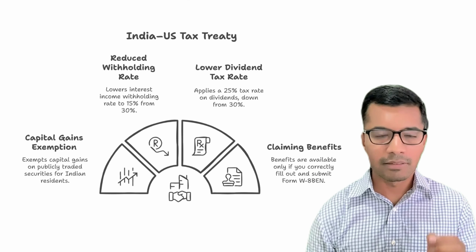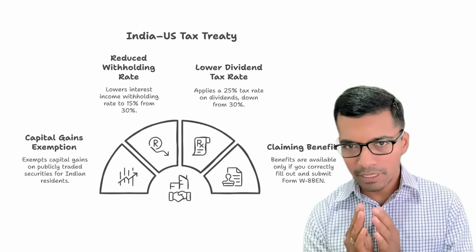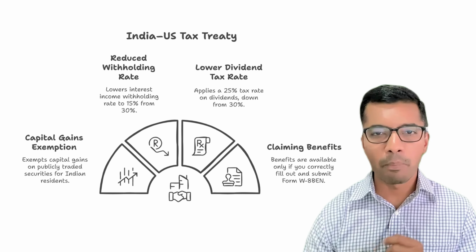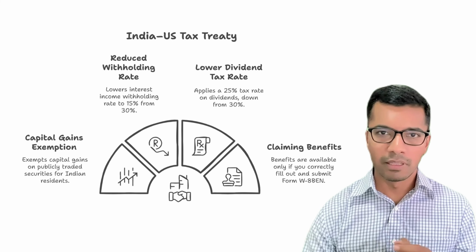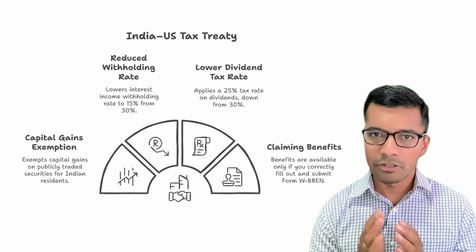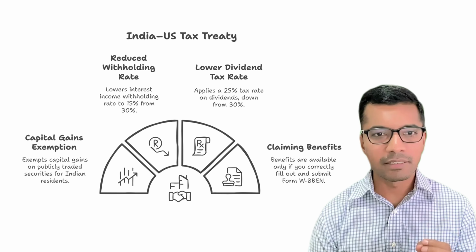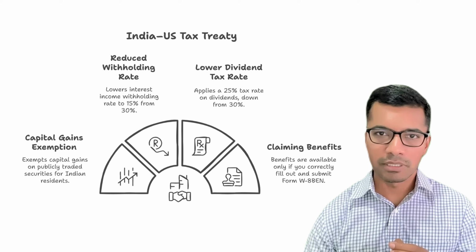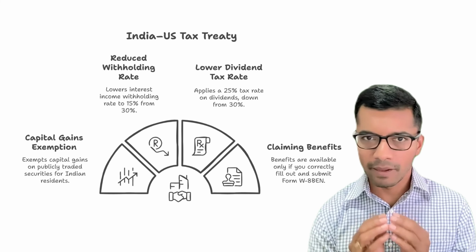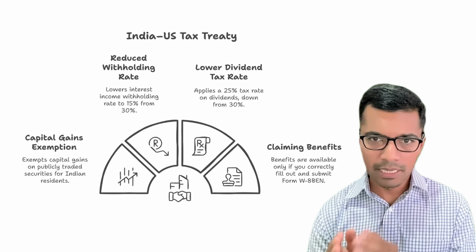Let's look at the India-US tax treaty for some of this income. Capital gains are often not taxable in the US for Indian residents, especially if the gains are from publicly traded securities. Interest income is capped at 15% withholding instead of 30%. Dividends are usually taxed at 25% instead of 30%. These benefits are claimed by filing the Form W8BEN properly.